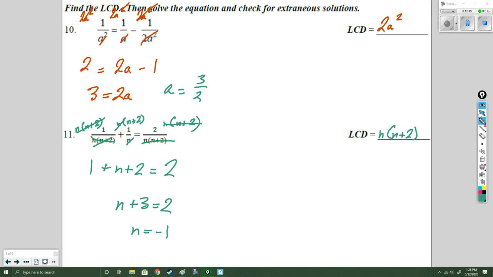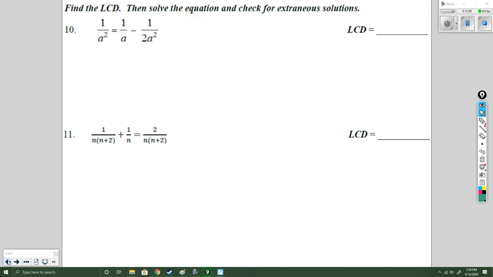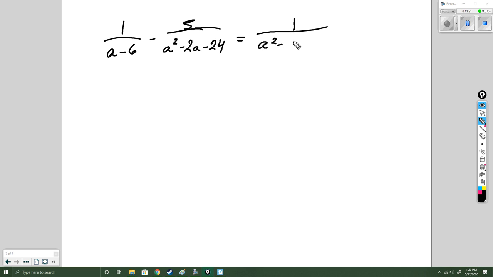All right, moving on to the last one. Apparently I don't have it written down here, so I'm going to write it down. I don't know where it went, but it's supposed to be here. So we have 1 over a minus 6 minus 5 over a squared minus 2a minus 24 equals 1 over a squared minus 2a minus 24. Whew. And you can probably see why I wanted to do this one. It's not as hard as it looks.